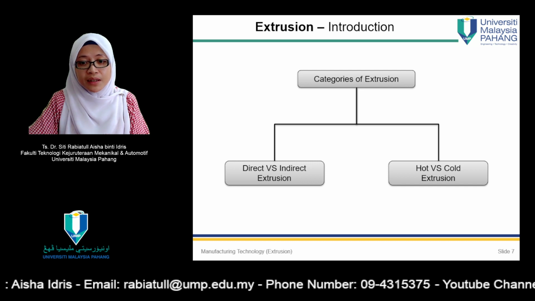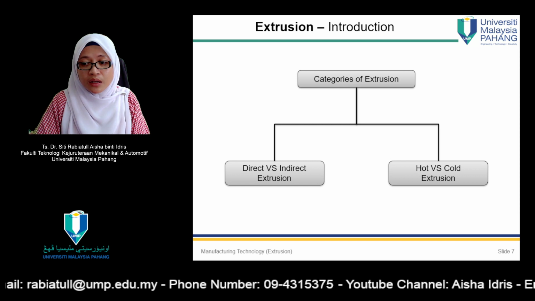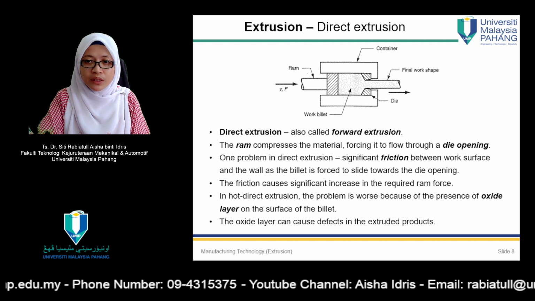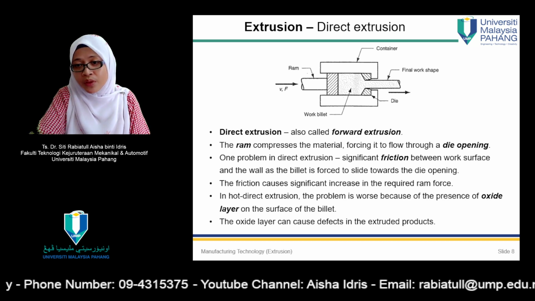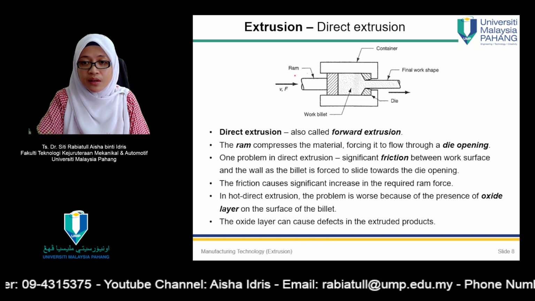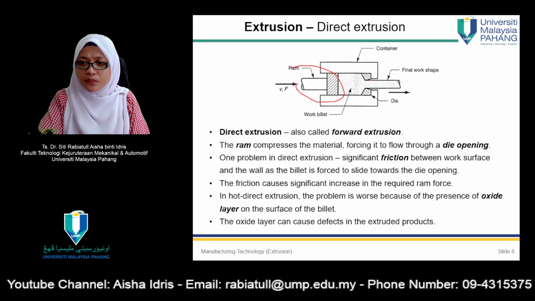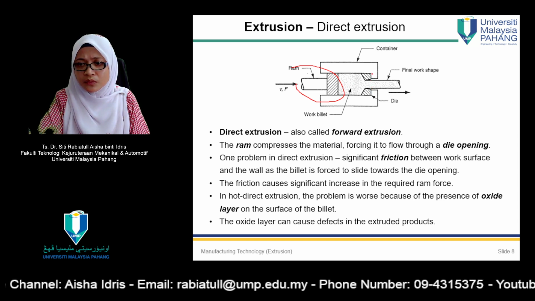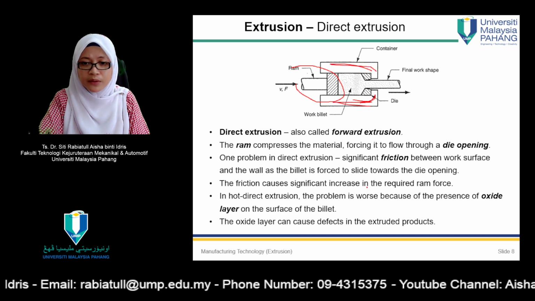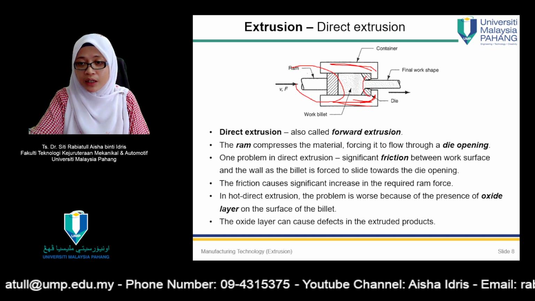So just now you've seen the definition of direct and indirect extrusion, as well as hot versus cold extrusion. And now let's look at what direct extrusion is. If you notice from this illustration, you can see this is the ram, and this is the die. Basically this is the die, the shape of the die itself.